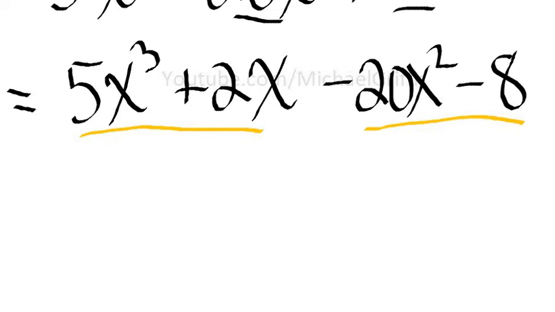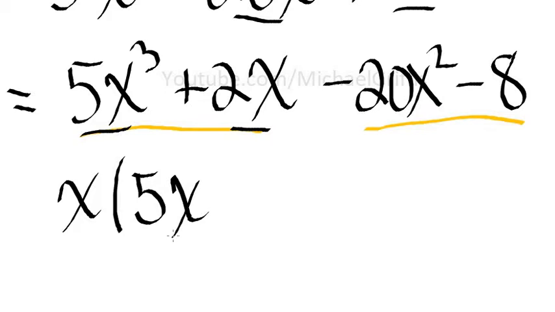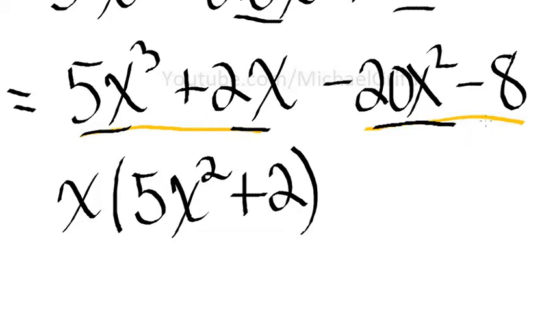What can we factor out of the 5x cubed and the 2x? They have in common only an x. So let's factor out an x. What are we left with? 5x squared plus 2. A 5x squared plus 2. We've got to figure out somehow to factor this thing so we have a 5x squared plus 2 left.